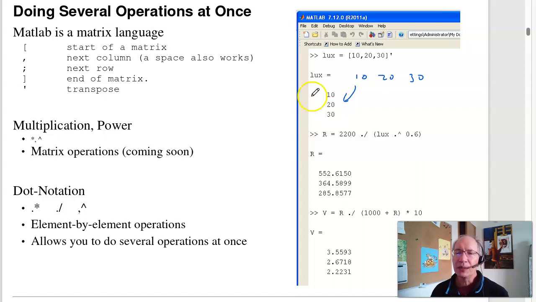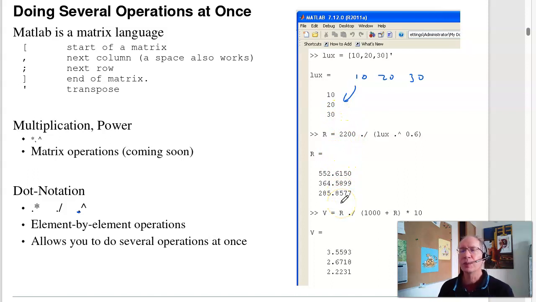Now as a matrix language, when I multiply or raise to a power, it does a matrix multiply, matrix power, which you'll get to when you take Math 129. Here, if I want to do a bunch of operations at once, I don't want to treat that as a matrix. I want to treat that as 3 separate numbers. In MATLAB, the syntax for using separate numbers is dot. So dot times, dot slash, dot power. That tells MATLAB don't treat this like a matrix. Treat that as 3 separate numbers. Do the operations on each number separately.